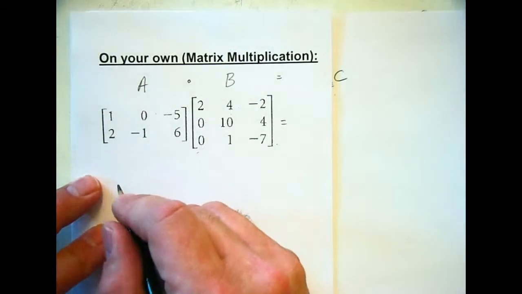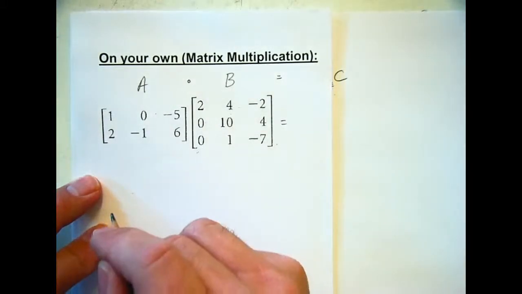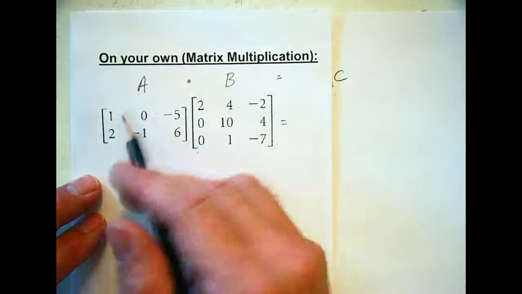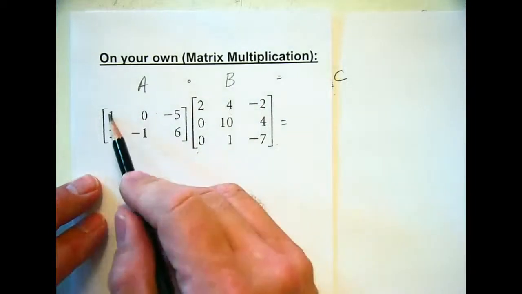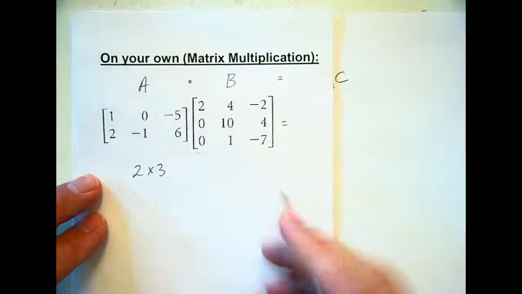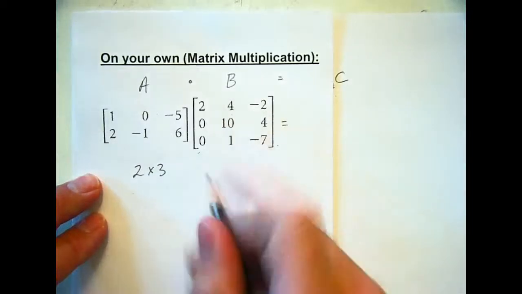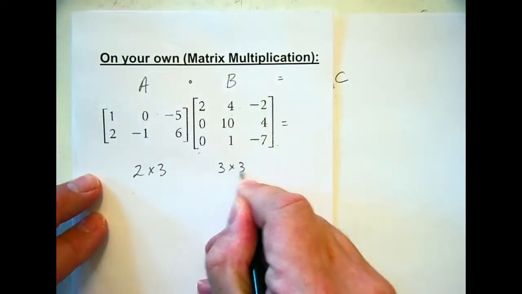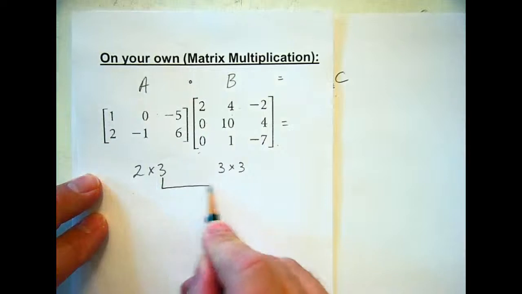For those of you who are like, what are dimensions? You're a little behind, dude. Rows by columns, you've got to study up on what dimensions are. So how many rows? Two. How many columns? Three. Okay, how many rows? 3. And how many columns? 3. Before you ever multiply, make sure those two things match.